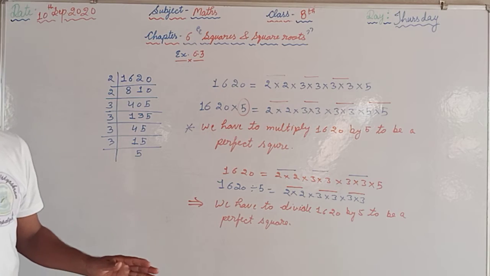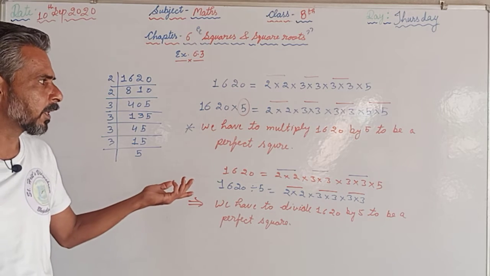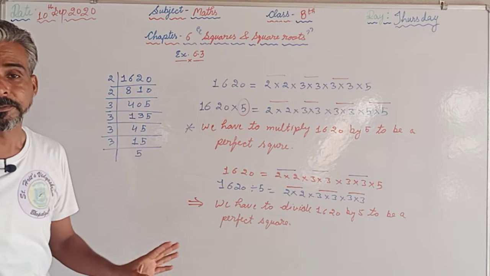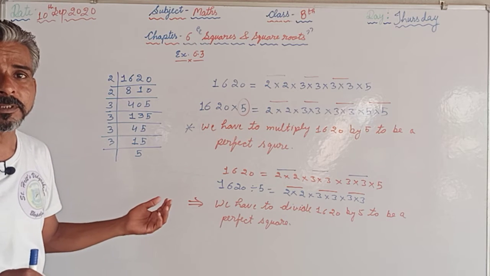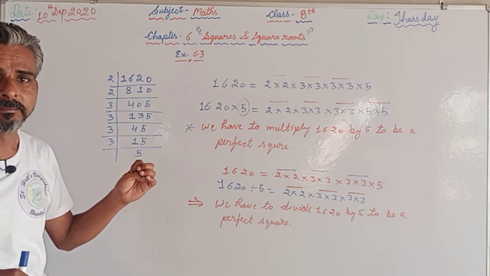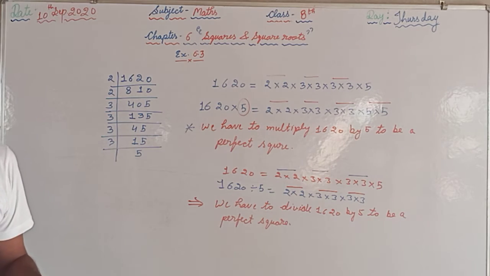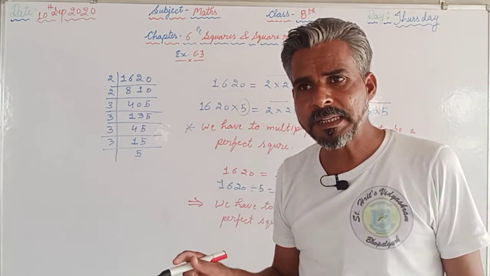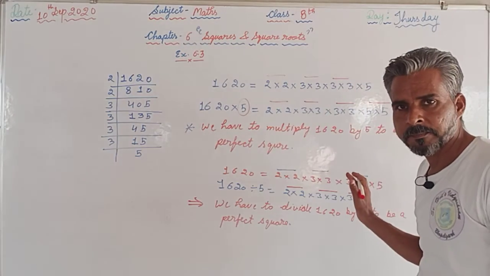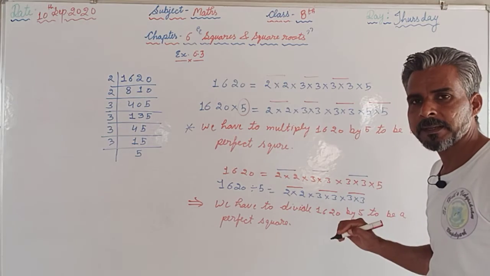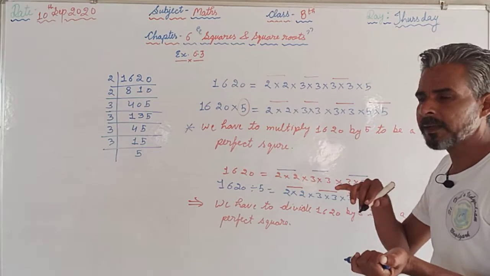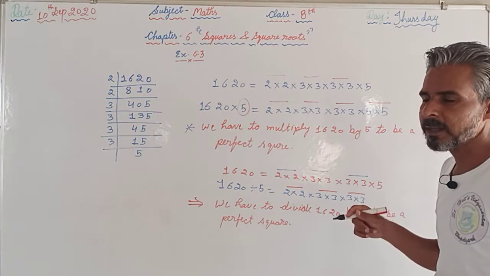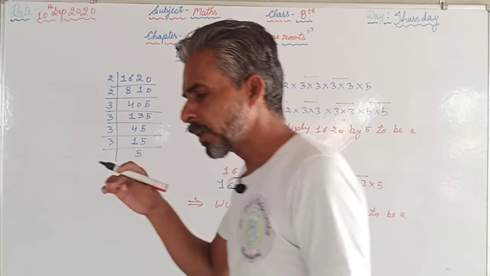So either if we have to multiply, we have to multiply by 5. If we have to divide, then we have to divide by 5. The answer can be different. In some of the questions we have to multiply by a different number and divide by a different number, but to make a number a perfect square we have to complete its pairs. We have to complete the pairing. The number by which we multiply to complete the pairs will be our answer, or the number by which we divide to complete the pairing will also be our answer, because both the questions are different.